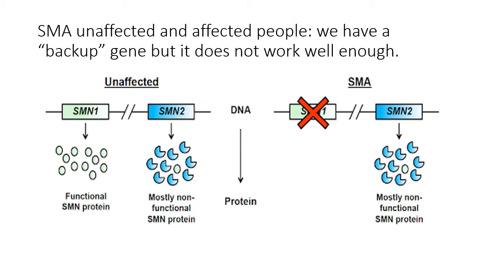Okay, so diagramming this, unaffected people, of course, we express SMN1, we get functional protein, no problem. We express SMN2, but it's mostly non-functional, which is the normal situation in most people. And we're showing only one copy of each, but of course we have two because we have two parents. In people with SMA disease, the SMN1 is inactive by deletion, and the SMN2 is producing protein, but not nearly enough to make up for the absence of SMN1.